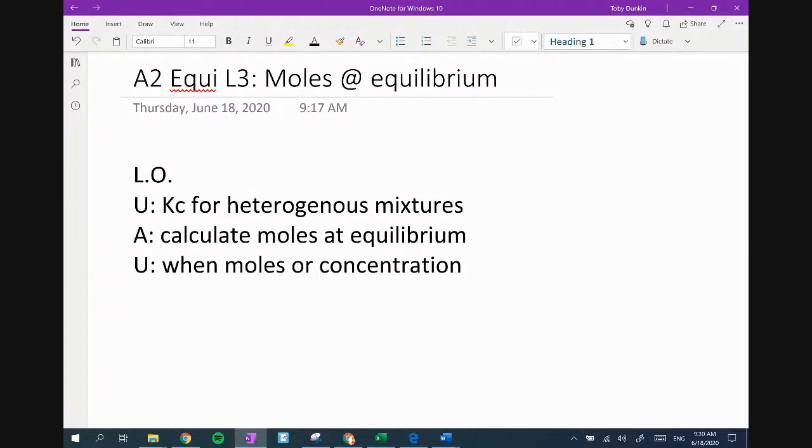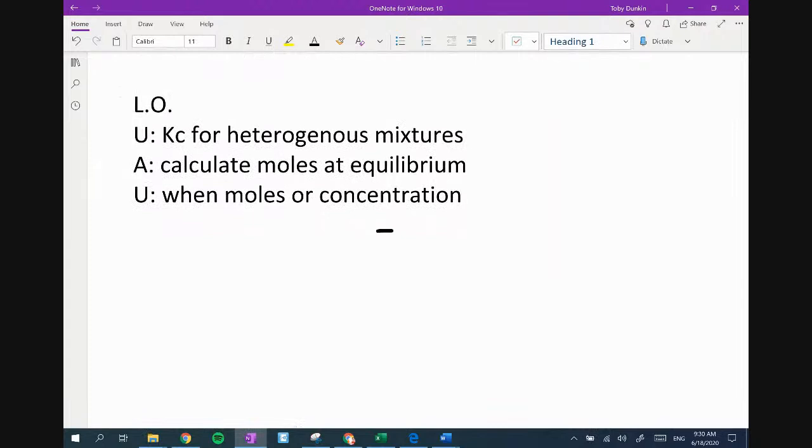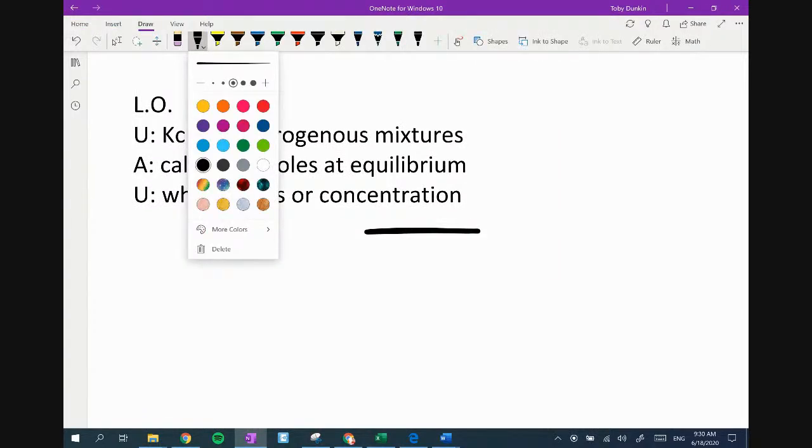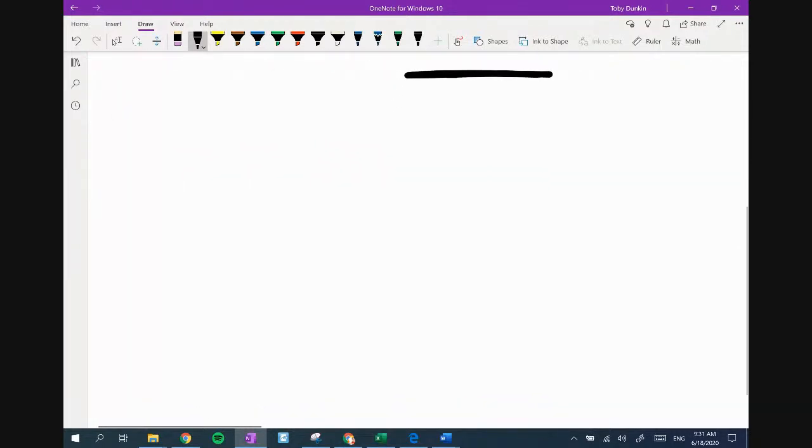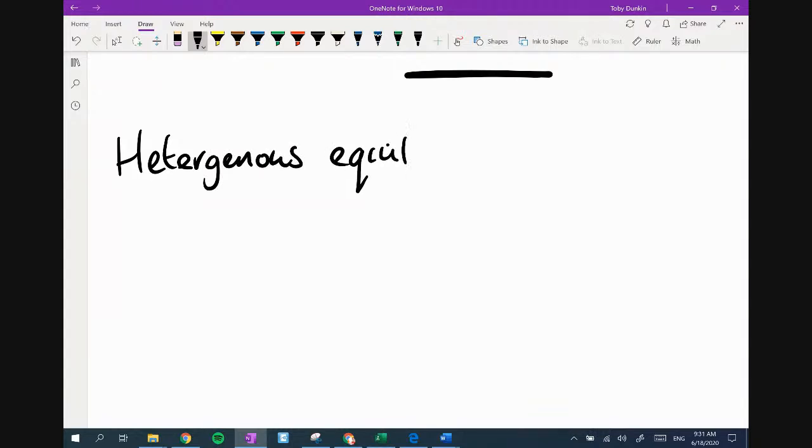So, okay, let's just tick off the first learning objective. I mentioned this briefly in one of my other lessons, and I had a hesitation, and I didn't need to, so we just need to talk about this. Can you just put heterogeneous equilibria? Can I just point out that these are the rarities. These are rare. The majority of the equilibria that we deal with tend to be homogeneous.